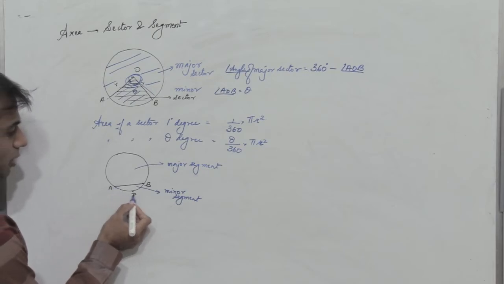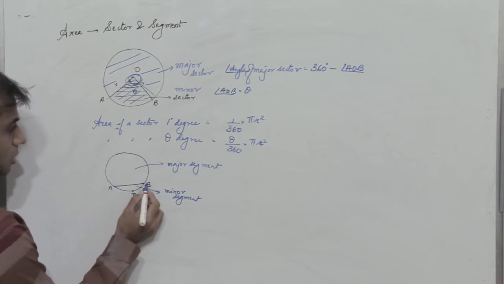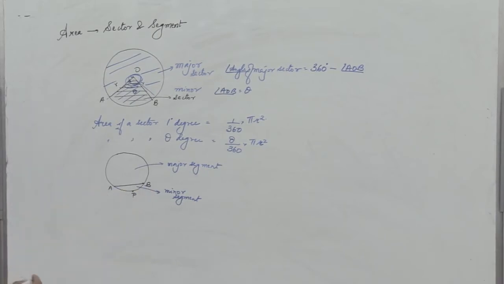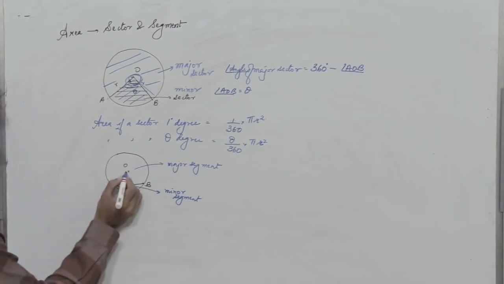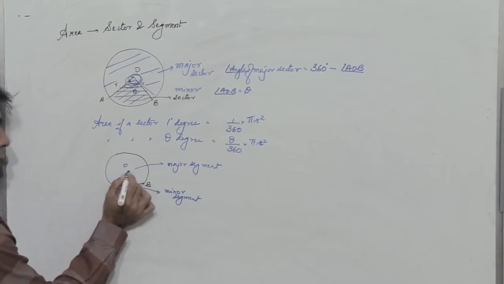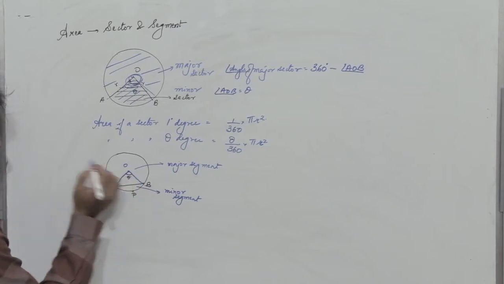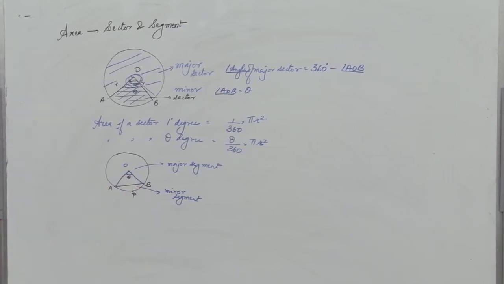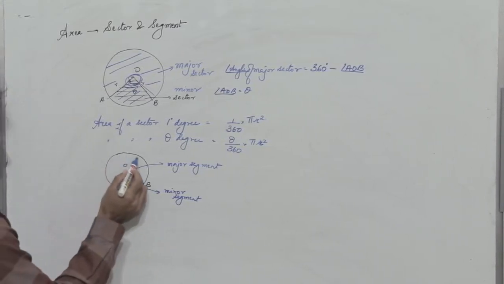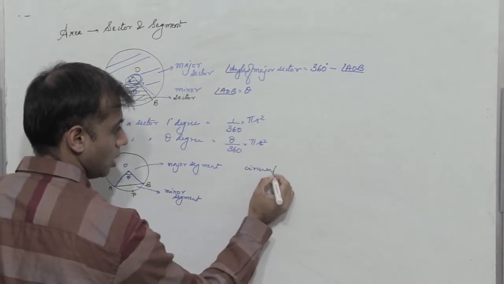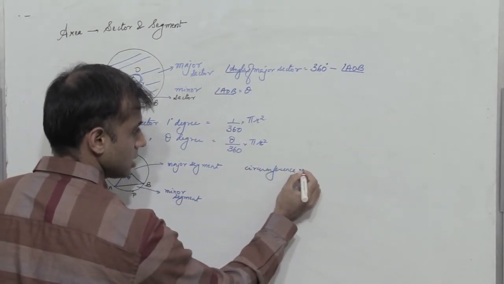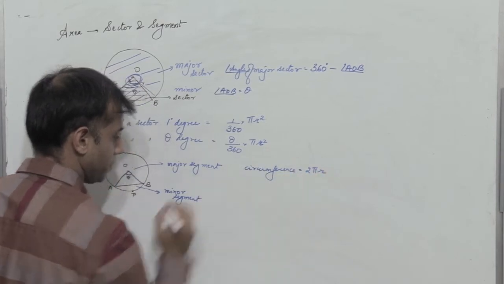Now the question is, how do we find the length of arc APB? The circle having center O, let us join OA and OB. So the angle is theta here, right? The circumference of the entire circle is 2 pi r.